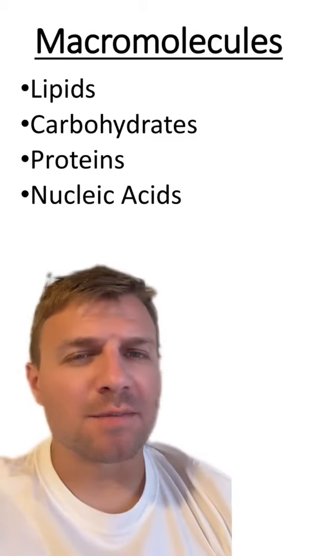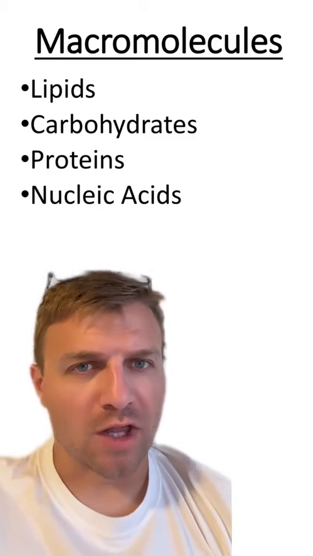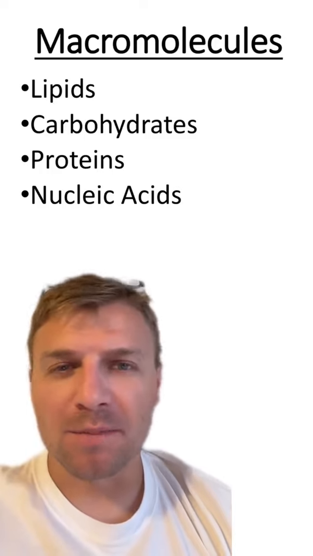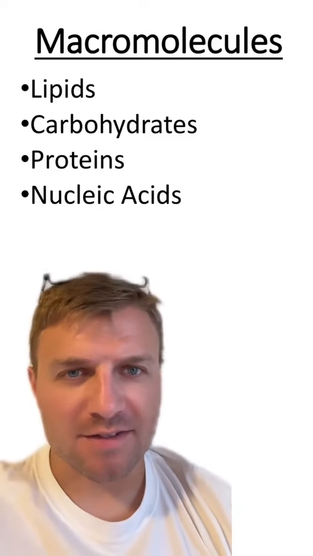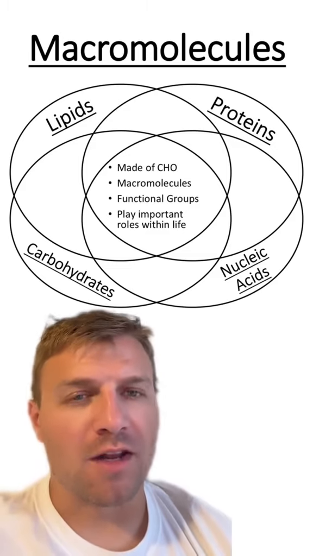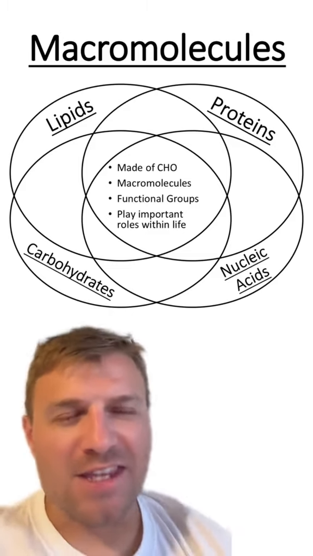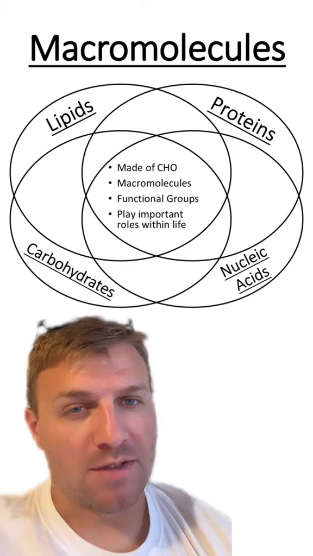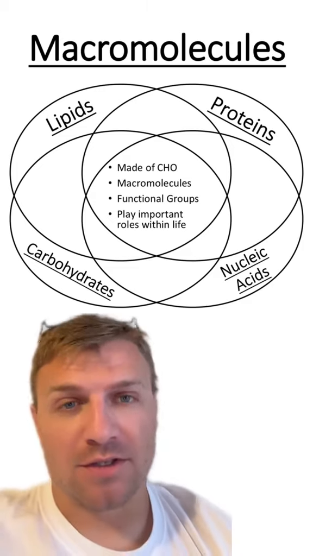Let's talk about some of the similarities and differences between the four macromolecules. Remember, these macromolecules are lipids, carbohydrates, proteins, and nucleic acids. Here are some similarities between these four different groups. First, all four groups are made of carbon, hydrogen, and oxygen. Now, it doesn't mean they're only going to be made of those three elements, but all of them have those three elements to start with.